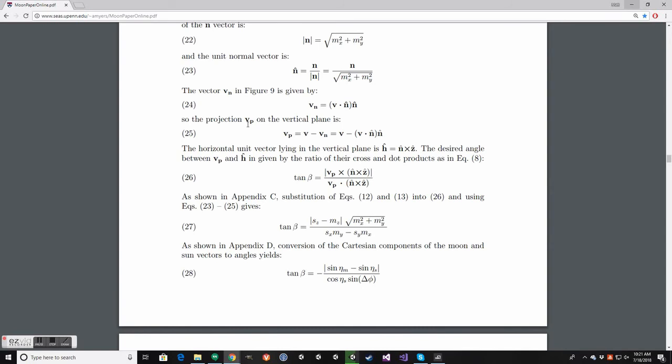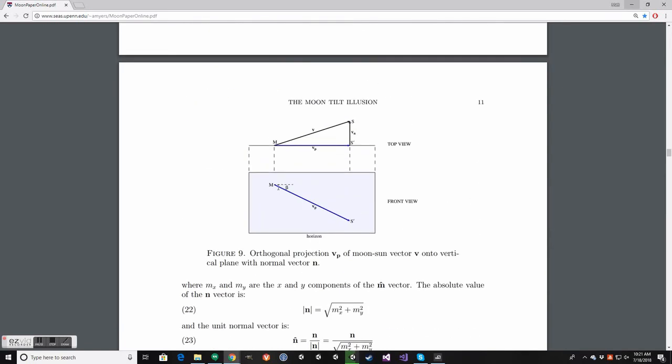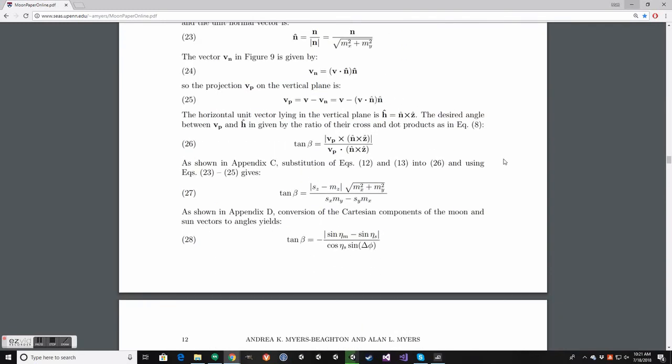So then the VP, back to the diagram, the VP, this is the vector we care about now, is V minus Vn. So it's the rest of the vector. We're just taking out this piece. So here we go, we subtract off that piece.